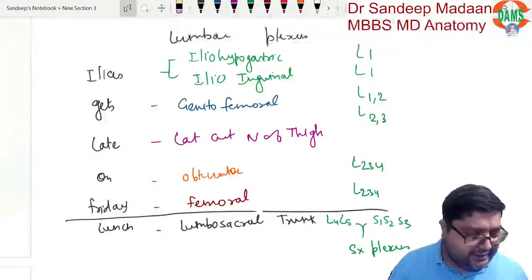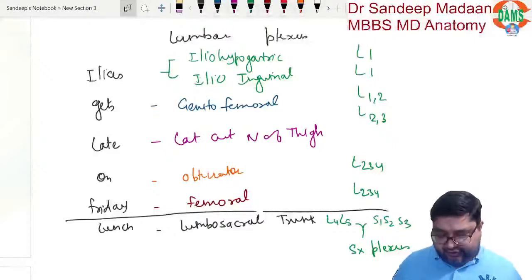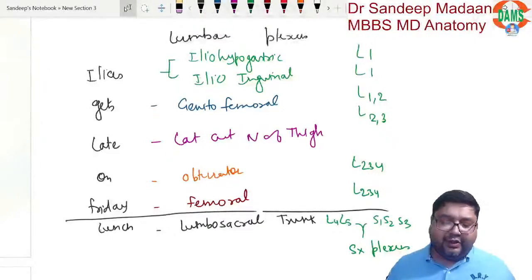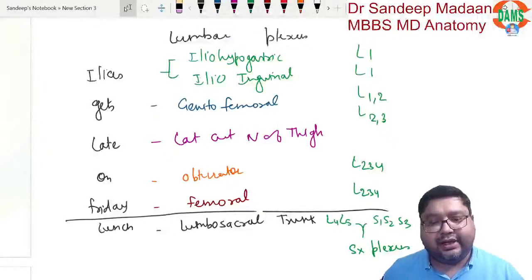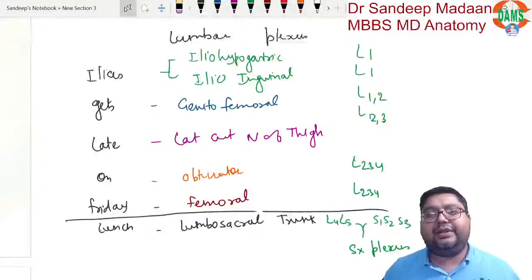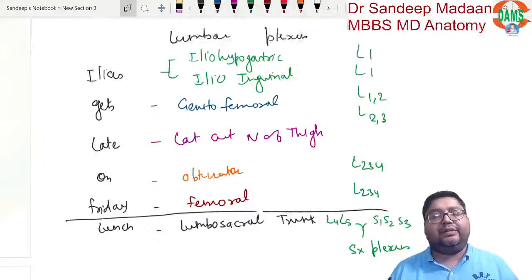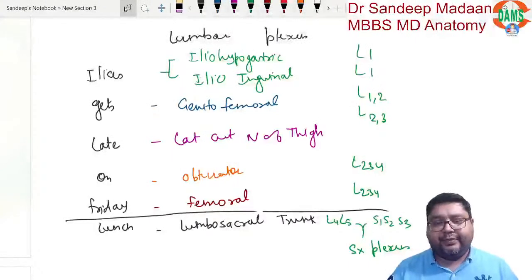So we can remember very easily: L1, again L1, then L1 2, L2 3, L2 3 4, L2 3 4. Did you understand? Did you find it an easy way to remember? Now if you can tell me, obturator and femoral both have the same root value, but one of them is the ventral division. Which one is the ventral division? Is it the femoral or the obturator nerve? Now if we see the femoral nerve, what is the position?